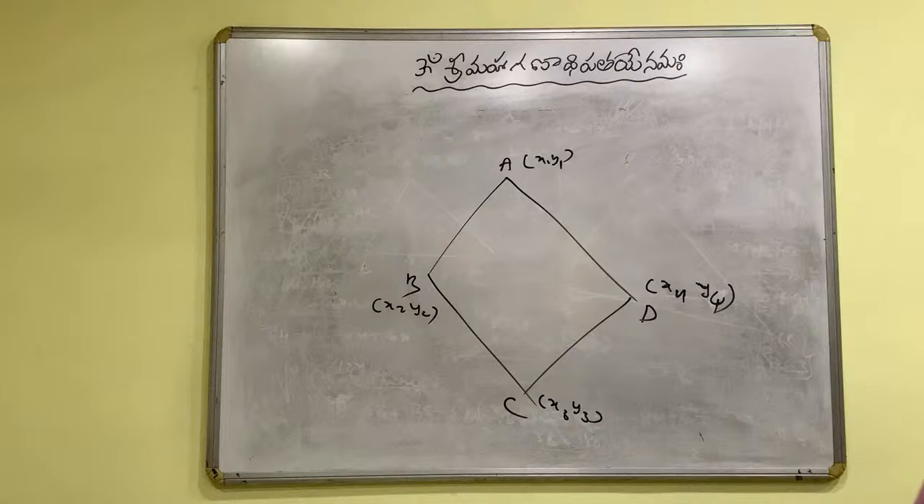Then after finding the diagonal, half d1 into d2. After finding the diagonals, half d1 into d2. Okay na?